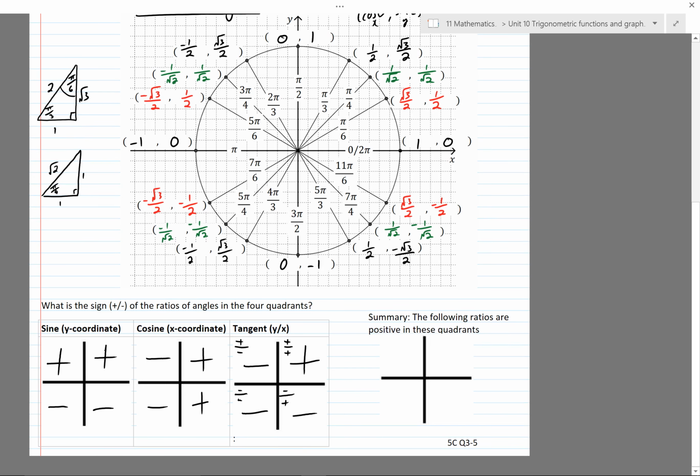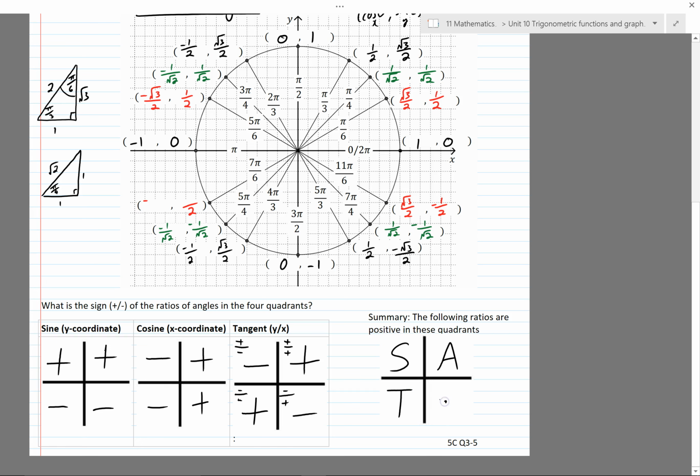And I can summarize this: in this quadrant, all of the ratios are positive. In this quadrant, only sine is positive. In this quadrant, only tan is positive.